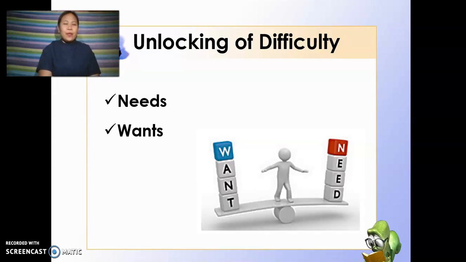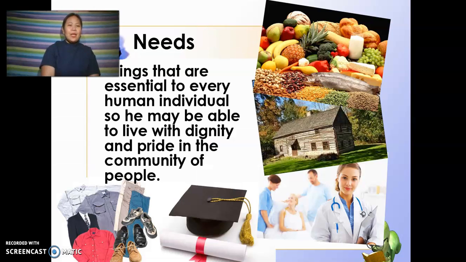Now, there are two terms that we need to know before we proceed with our lesson: needs and wants. So what is a need? Needs are the things that are essential to every human individual so he may be able to live with dignity and pride in the community of people. Examples of these are food, shelter, health, education, and clothing.